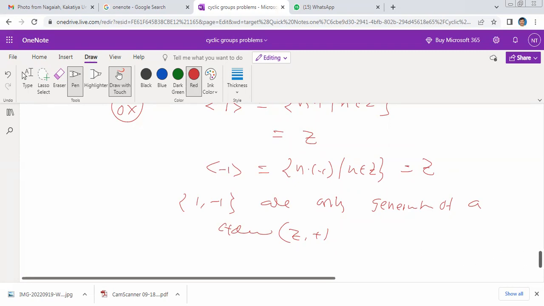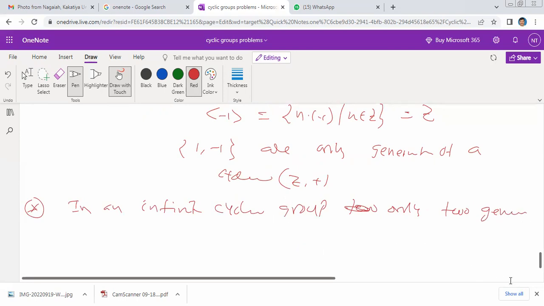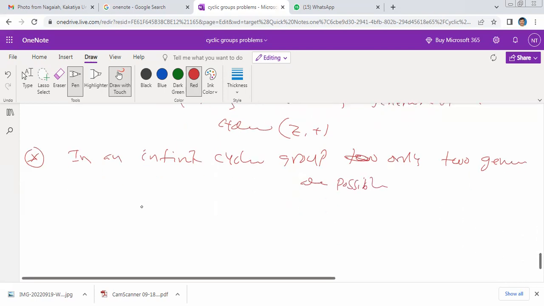2, sir. This is the most important statement. In an infinite cyclic group, only 2 generators are possible. Only 2 generators are in an infinite cyclic group. Only 2 generators are possible. Then R plus also the same thing.